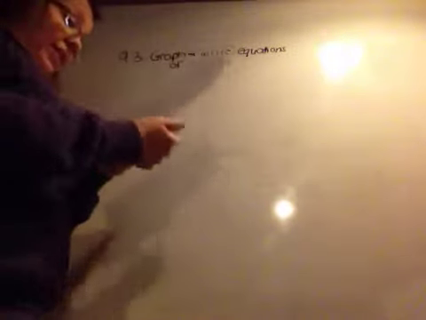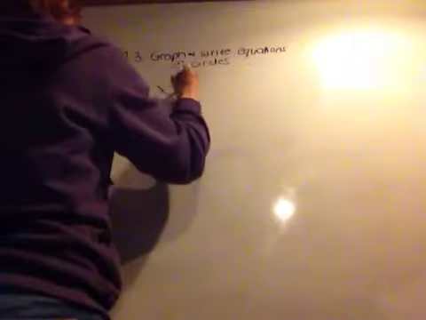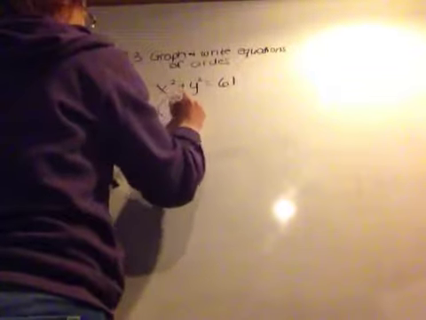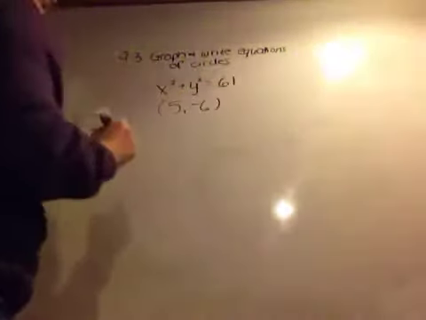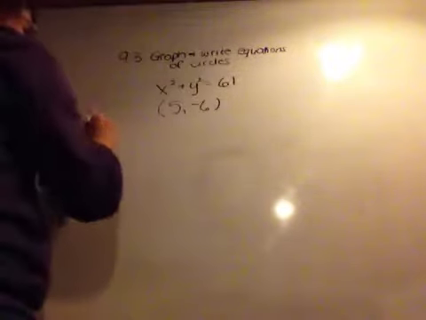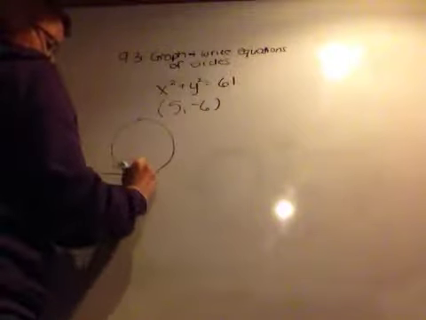Okay, so now we're going to write an equation of the line tangent to the circle x squared plus y squared equals 61 at the point 5, negative 6. A line that's tangent to the circle is perpendicular to the radius at the point of tangency.